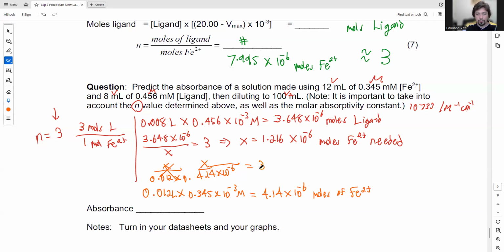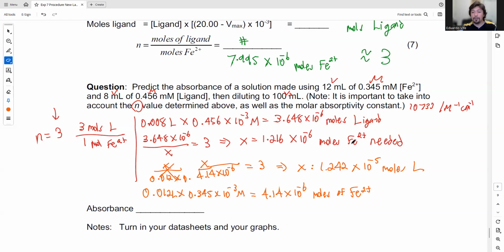And that is going to be equal to roughly 3. So if I do that, my X value should equal 1.242 times 10 to the minus 5, 1.242 times 10 to the minus 5 moles of ligand. So this is the moles of ligand that would be required to react with the moles of Fe. And up here, this is the moles of Fe that would be required to react with the ligand.